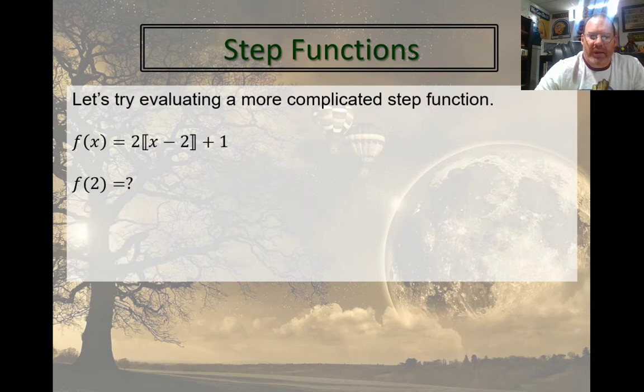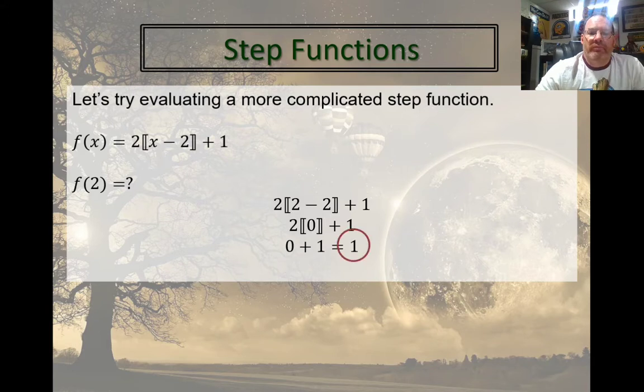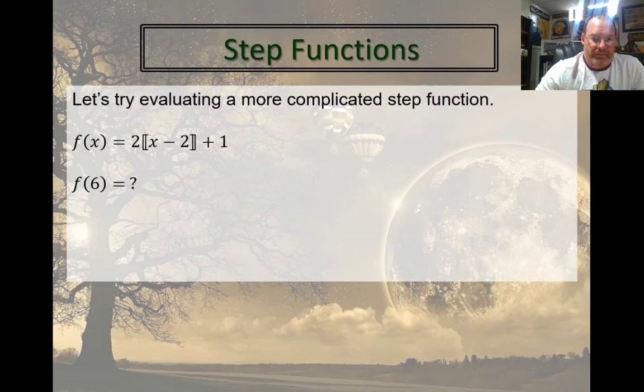Okay, starting with f of 2. Okay, just plug the 2 in. 2 minus 2 is 0. The greatest integer of 0 is just 0, so we have 0 plus 1, which is 1. All right, the next one, f of 6. 6 minus 2 is 4. 4 doesn't round down to anything. It stays 4, so we have 8 plus 1, which is 9.